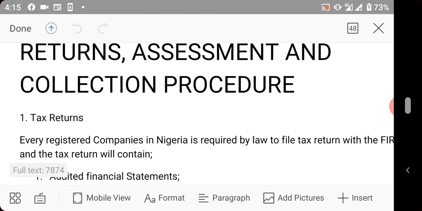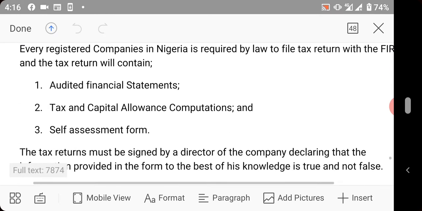What is tax return? Tax return is a document that the law requires that every company should file with the Federal Inland Revenue Services at the end of their accounting year, within 6 months from the date they close their books of account. They should file their tax return. This is actually required by law.